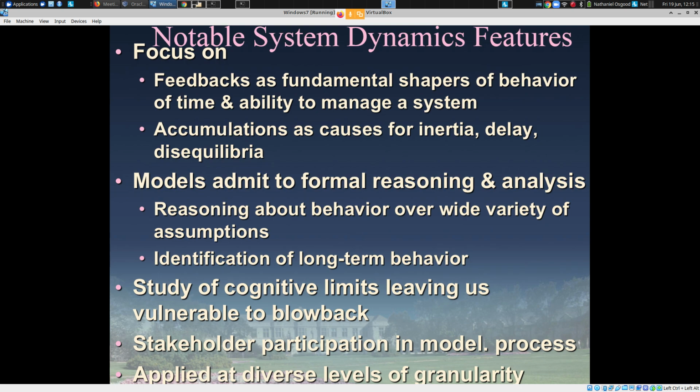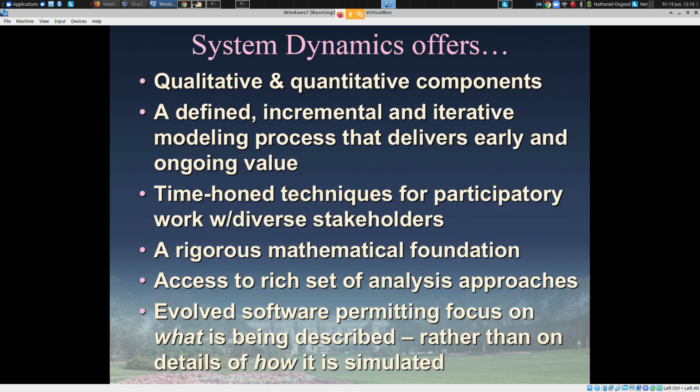These sorts of models admit to formal reasoning and analysis, and stakeholder participation is often quite centrally emphasized in system dynamics. So, for example, in our own work, we work a great deal with patient-oriented researchers, although most certainly in areas also including agent-based modeling I'll come to in a moment, not just system dynamics. But there's a long tradition of it here, of participatory modeling.